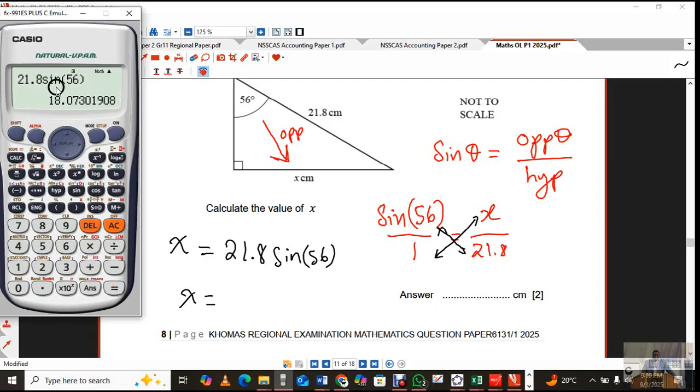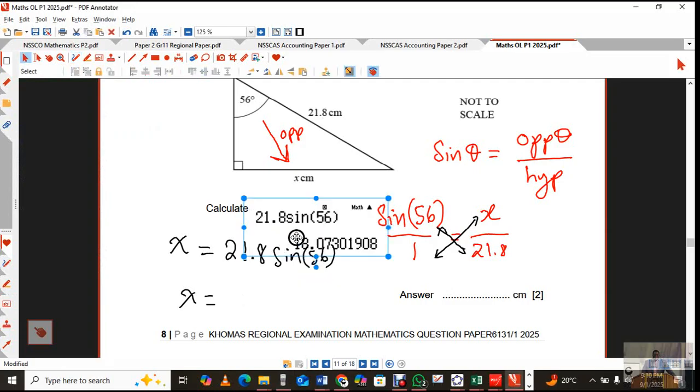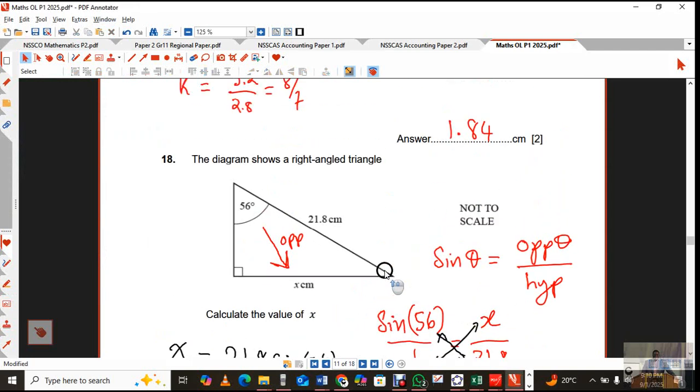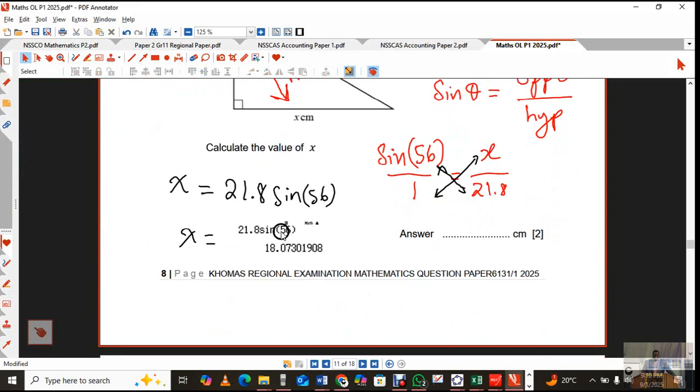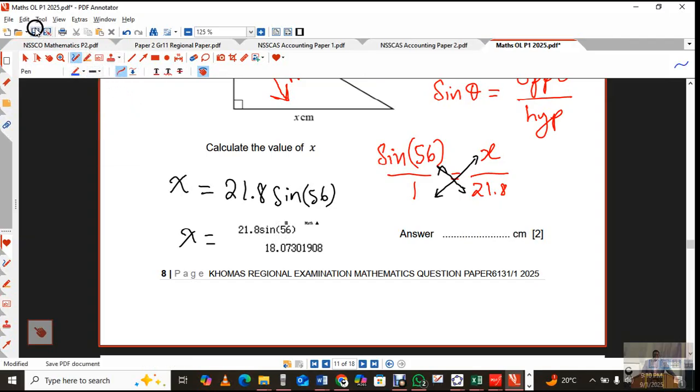Now that answer is 18 point something, and it makes sense because it cannot be longer than 21.8. Alright, so this is the answer. And did they say to what degree of accuracy you're supposed to give your answer? They didn't specify. Now you are going to activate the instruction in front of the question paper. I believe, let's quickly go to that.